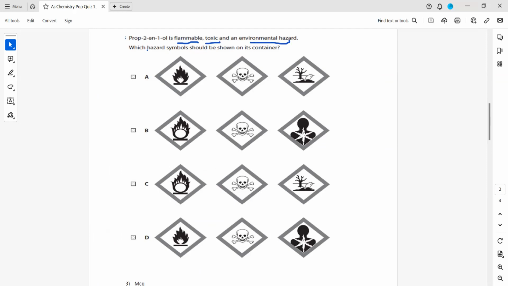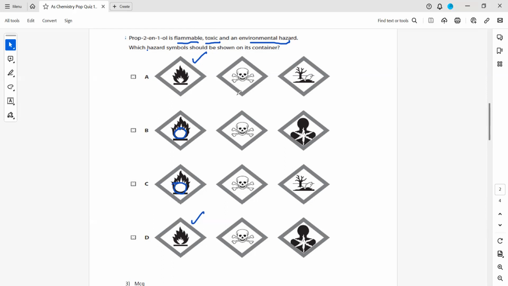So when we check the options, as you can see here, A and D have the same symbol for the fire, as well as B and C. But B and C have an O, which means this substance is highly oxidizing, it can easily cause oxidation. It is flammable, but it can be easily oxidizing as well. They did not mention anything about oxidation, so that's why we have to select flammable. So A or D can be an answer because A and D both are showing flammable.